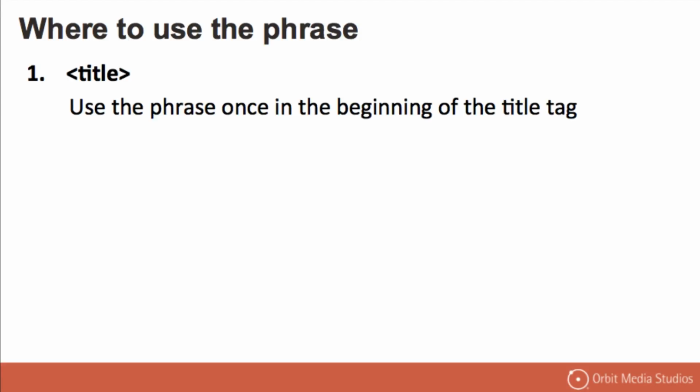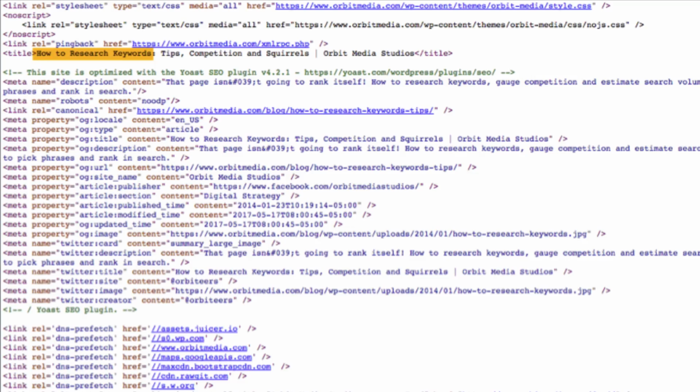Use the key phrase in the title tag. The title tag actually is not on the page itself. It's in the code. In fact, it's at the top of the code. So there's just these little brackets and the word title and then close brackets, and you should use your target key phrase in the title.